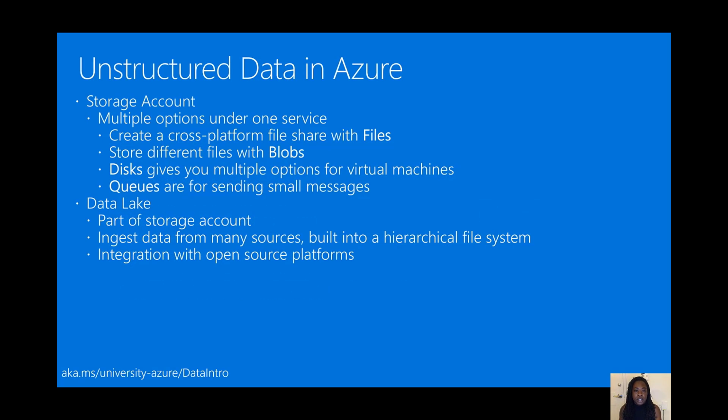So to close out unstructured data in Azure, notice that this was very short. We really just focused mostly on the storage account and the data lake, which is also part of the storage account. So you have all these multiple options under this one service. You can create a cross-platform file share. You can store different files of different types with blobs. You can mount your virtual machines with more storage with disks. And queues are great if you need to send some custom messages between different services or different projects that you might have working together.